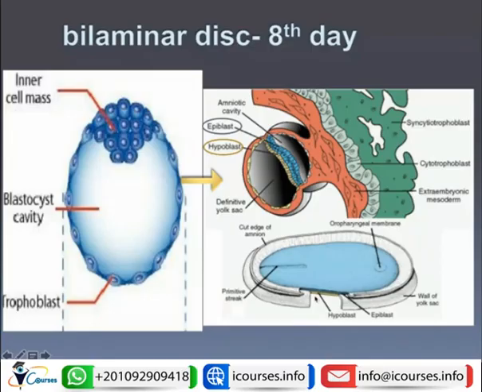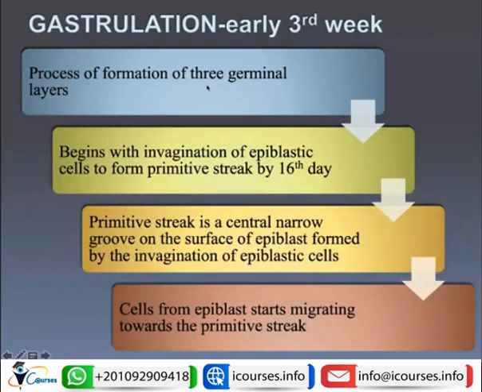So what will happen next? The next stage of embryology is called gastrulation. Gastrulation occurs in the early third week, meaning that the embryo will develop three germinal layers, as we know. It begins first with the invagination of the epiblast to form what's called the primitive streak at 16 days. This primitive streak is just a narrow groove on the surface of the epiblast, and the cells from the epiblast start migrating toward the primitive streak.